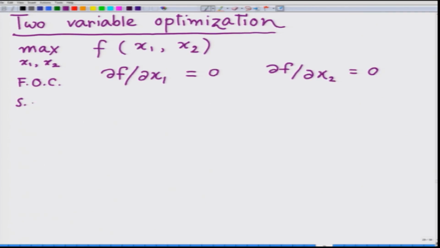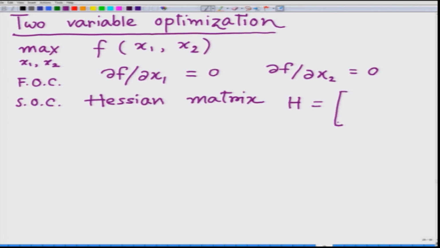Now, the second order condition is a bit complicated compared to the first case. Here we have to introduce a concept called the Hessian matrix. The second order condition is represented through a Hessian matrix. Now, the Hessian matrix is defined as H equal to F11, F12, F21 and F22. So, these are all partial derivatives, right. In general one can write this Fij as this partial derivative.